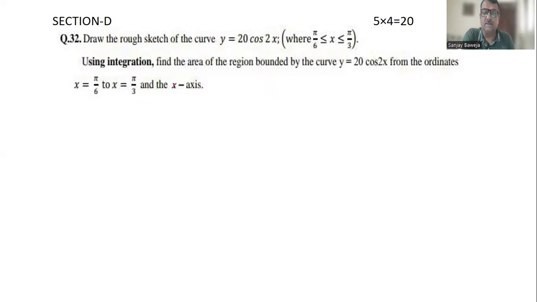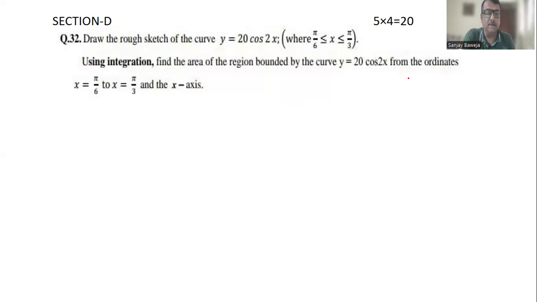32 says draw the rough sketch of the curve y is equal to 20 cos 2x and the range of x is given between pi by 6 and pi by 3. So we must know how to draw the graph of cos x, only then we will be able to draw the graph of cos 2x. Here two important things you need to know.